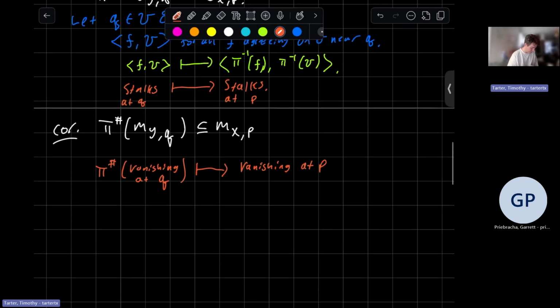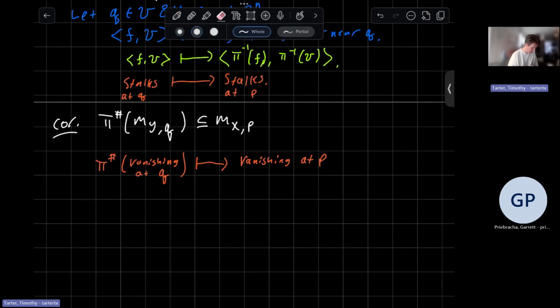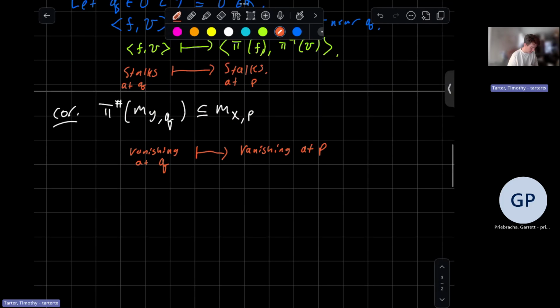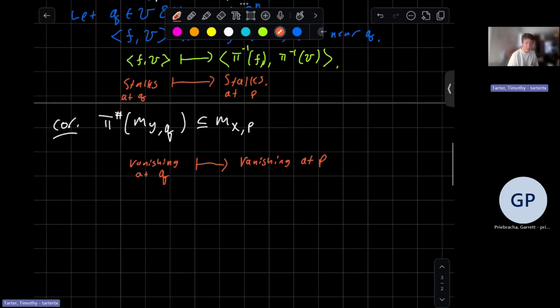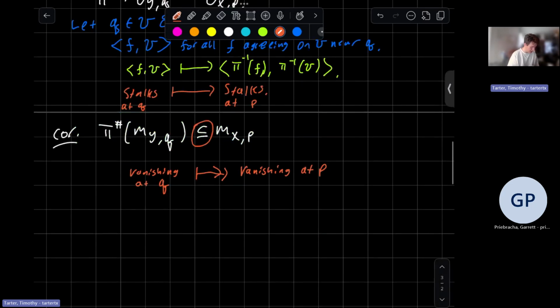So then basically vanishing at q gets mapped by pi star to vanishing at p. And of course, this is a surjective map, but not necessarily injective, right? Hence, we have one-sided containment.